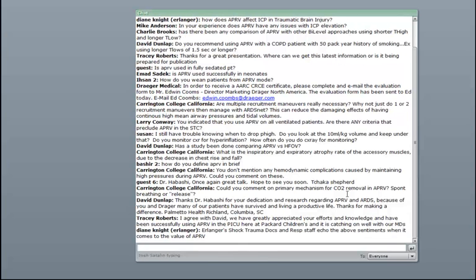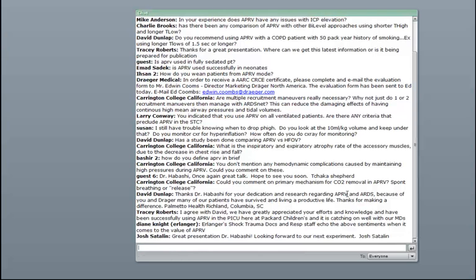Remember, recruitment maneuvers are intermittent and they don't last. And certainly recruiting the lung undergoes probably a lot of stress before you actually recruit the lung. When the lung is recruited, that's when the strain actually goes down. The process of recruiting, the strain is probably going up in the lung.